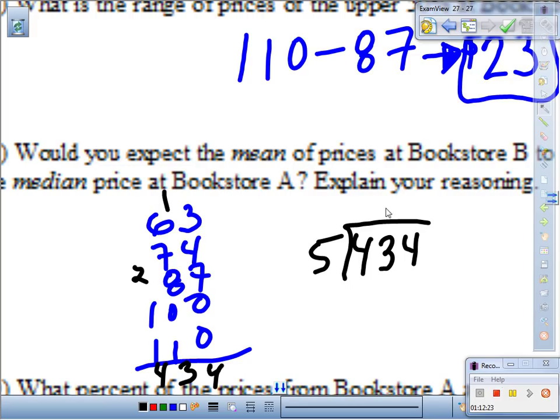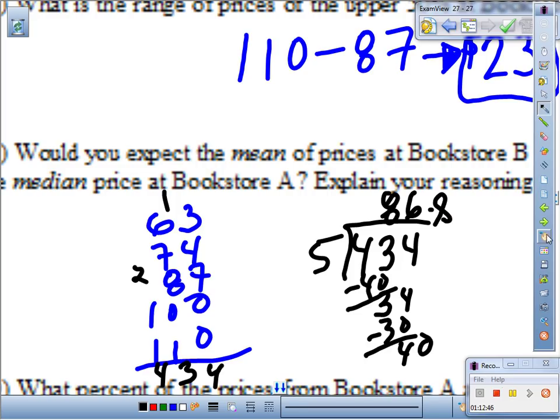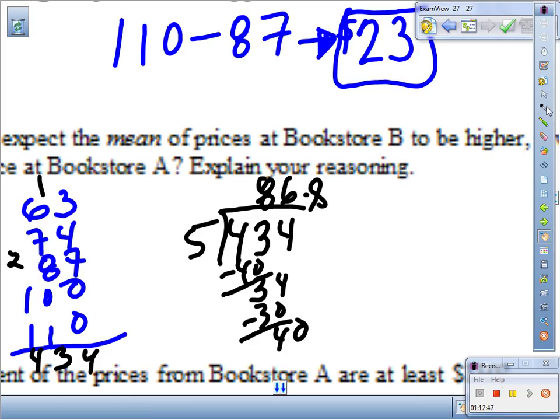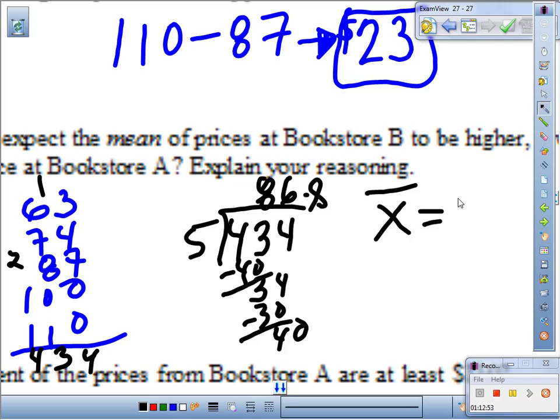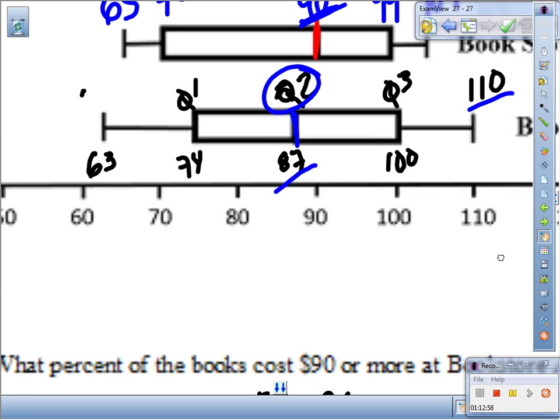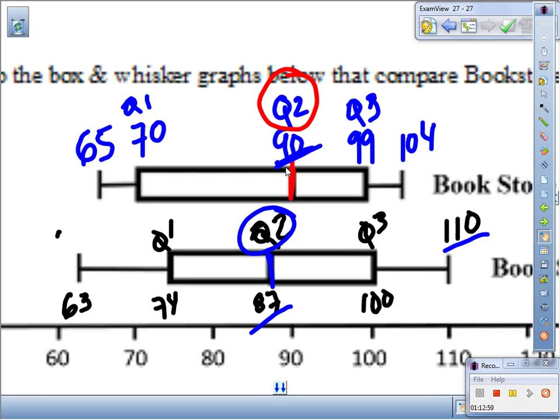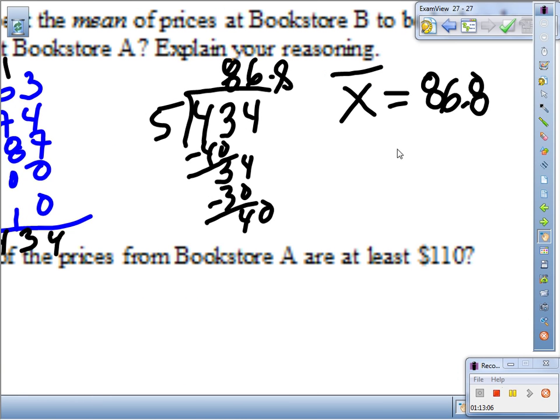That's 40. 3. 4. That's 6. 30. 4. Decimal. So the mean for bookstore B is, how do we write mean? Is that correct? Yeah. So this is 86.8. What was the median for bookstore A? 90, Q2, so bookstore A was 90.